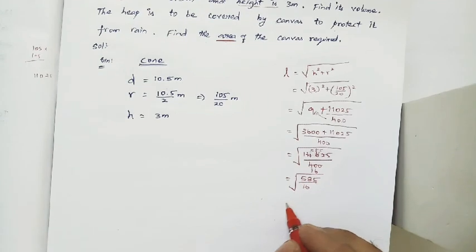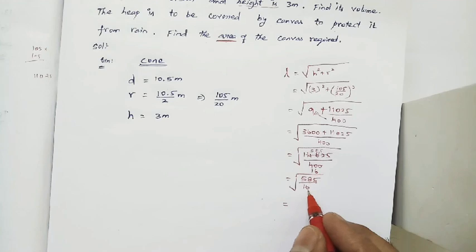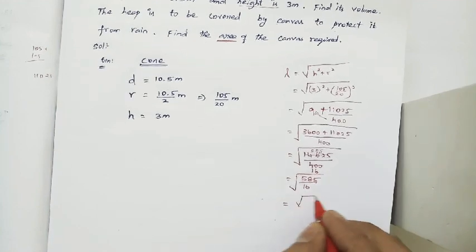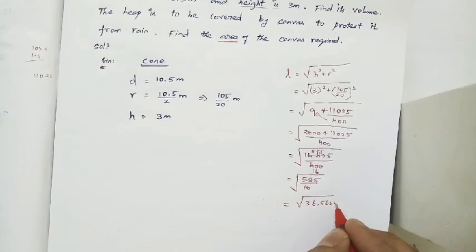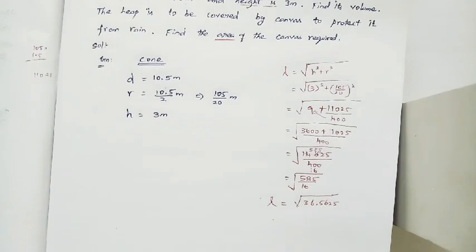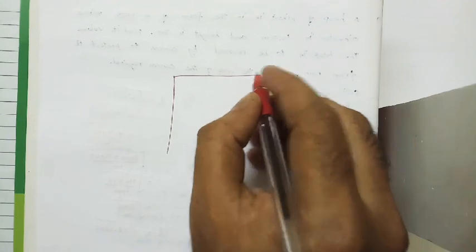Once again, I'm just simplifying. 585 divided by 16 is 36.5625, right? So L is equal to the square root of 36.5625. So how do we want to take the value of the square root? By using the long division method. Last day itself we have studied this, I think, but once again we will see that.